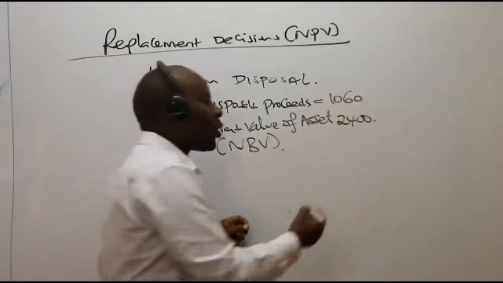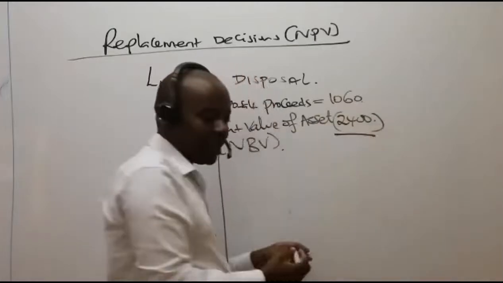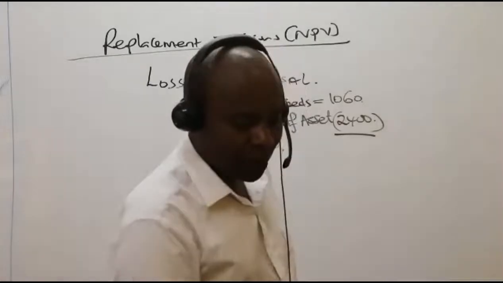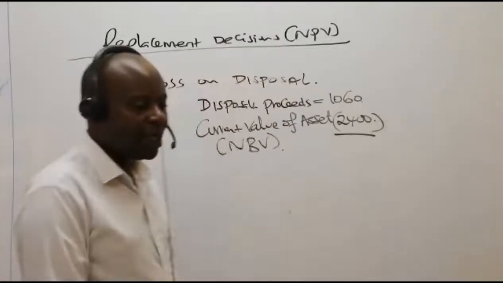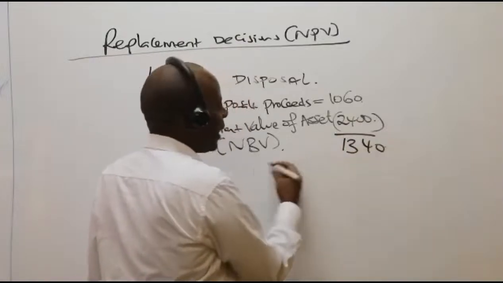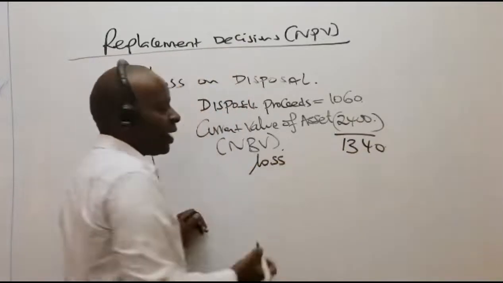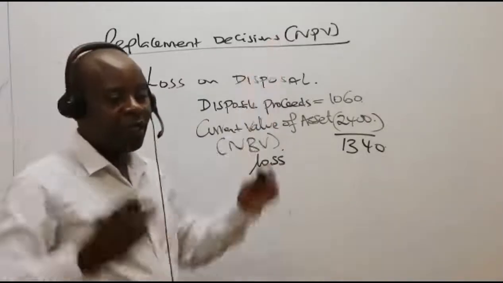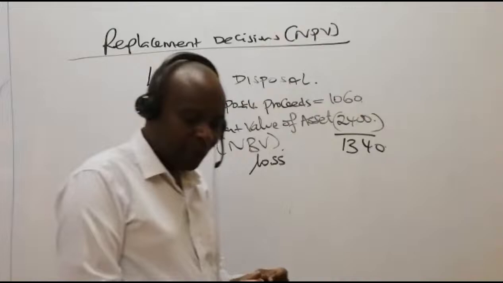So when I subtract like this, what am I going to get? When I subtract, here we are. So you can see that we are making a negative profit. A negative profit is basically a what here? A loss. So a loss of what here? 1340. A loss of 1340. That's how I expect you to do it.